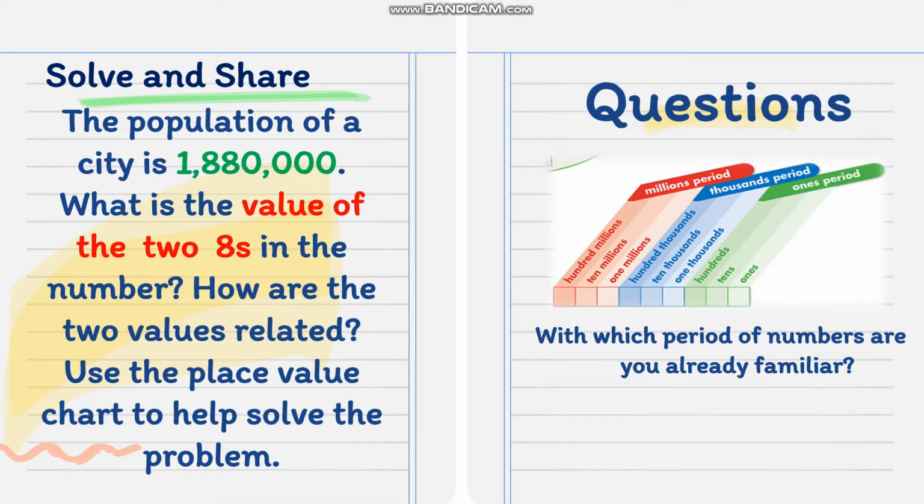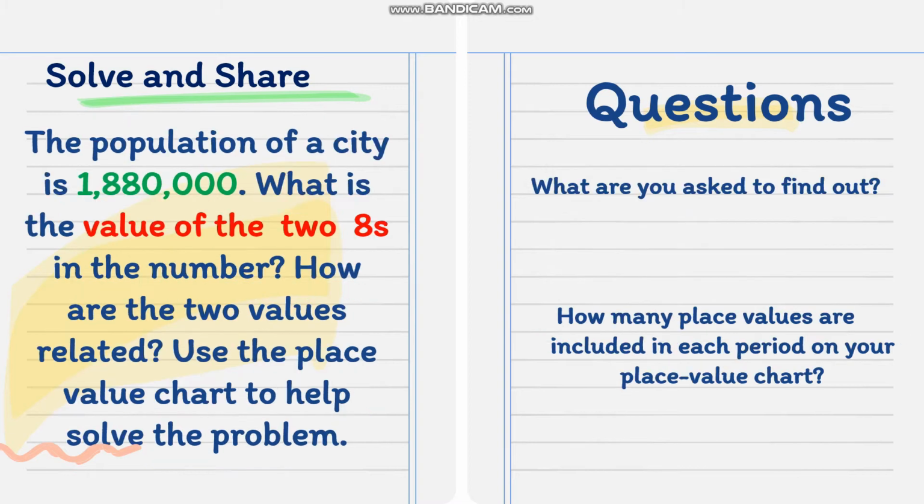Now, let's proceed and analyze this problem. The population of a city is 1,880,000. What is the value of the two eights in the number, and how are the two values related? Use the place value chart to help solve the problem. So the first question is, with which periods of numbers are you already familiar? In fourth grade, you already learned the ones period, the thousands period, and the millions period.